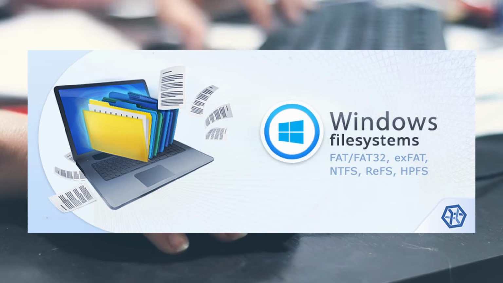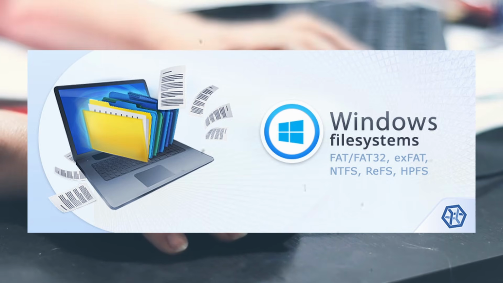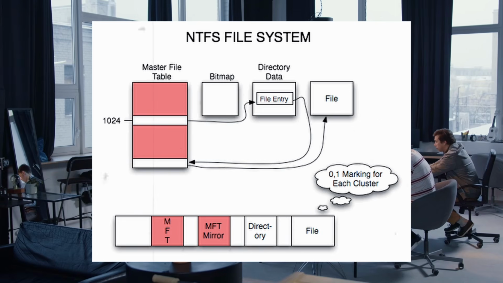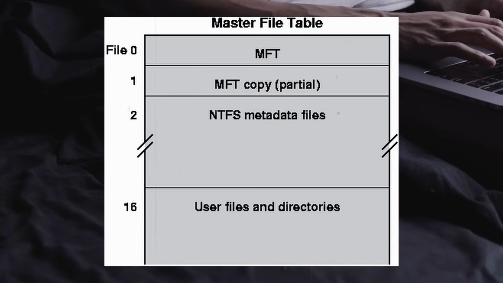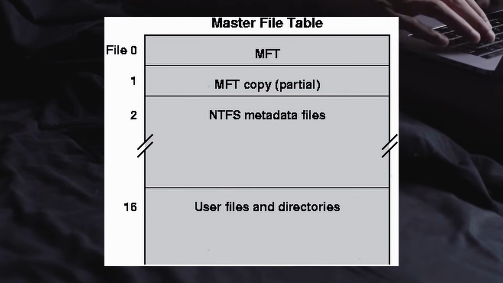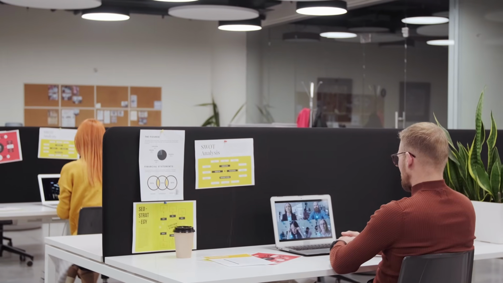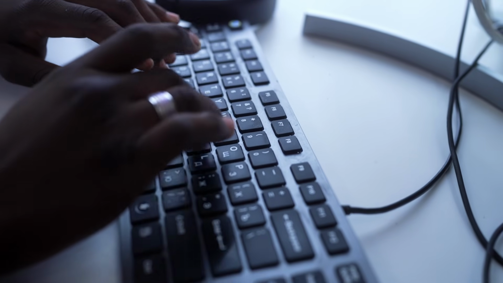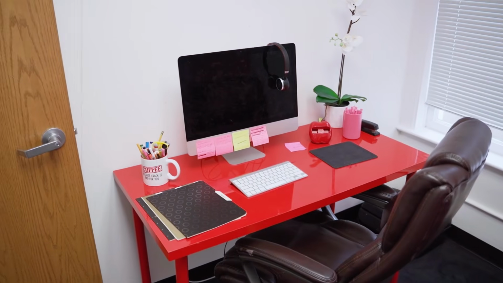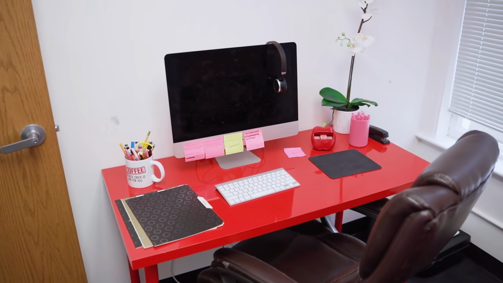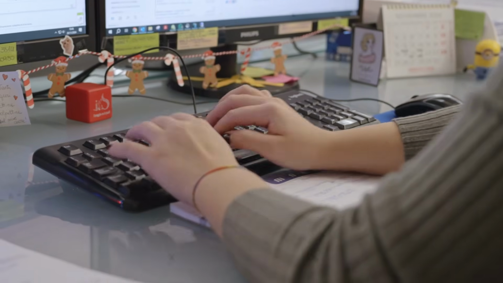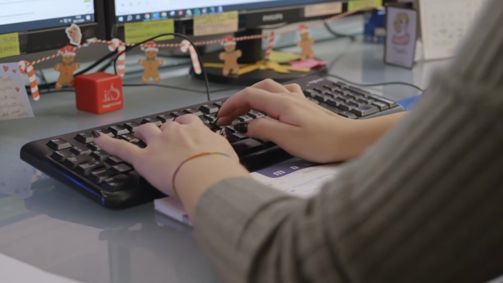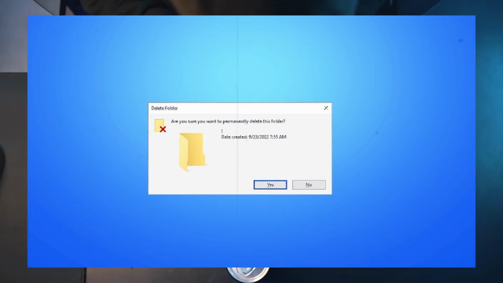Every drive formatted with Windows Standard File System, NTFS, which covers the vast majority of Windows hard drives in use today, contains something called the master file table. Think of it as a ledger that Windows keeps internally, recording the name and location of every file on the drive. Windows creates this ledger, Windows maintains this ledger, and Windows updates this ledger automatically every time you create, move, rename, or delete a file.